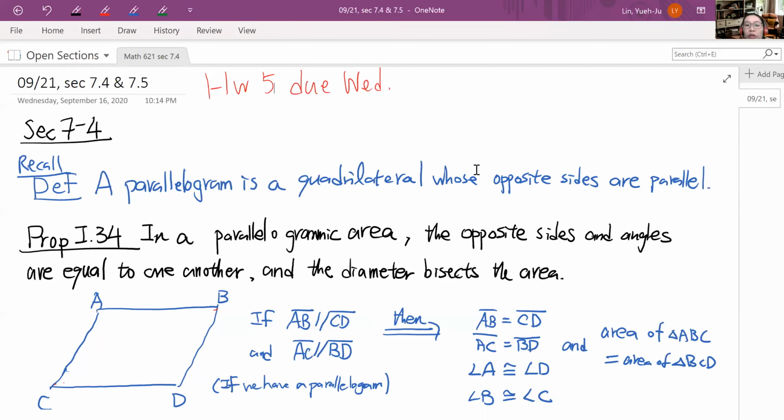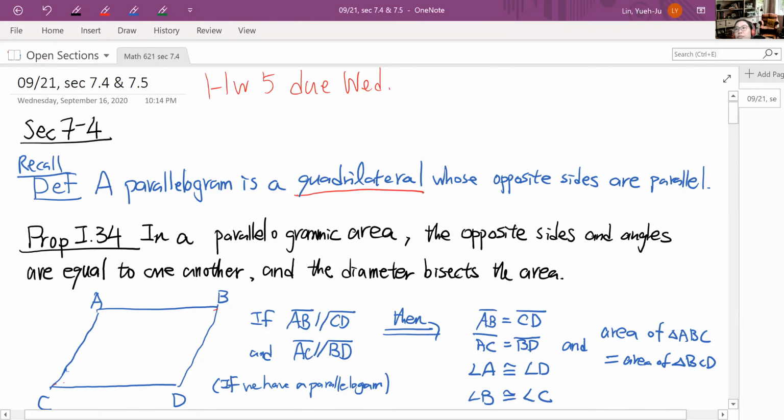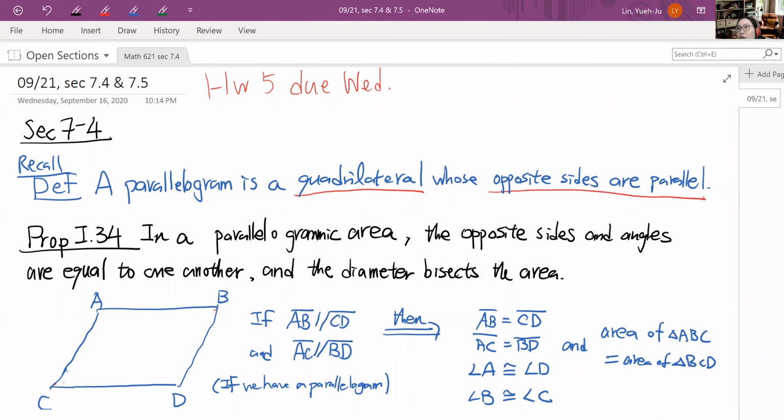First of all, 7.4: most of it is related to parallelograms, the area of the parallelogram, and the relation between the area of the parallelogram and the half triangle, okay? Let me recall the definition of a parallelogram. A parallelogram is a quadrilateral, meaning a figure with 4 sides, whose opposite sides are parallel, which means you have 2 pairs of parallel sides. That's the definition of a parallelogram.